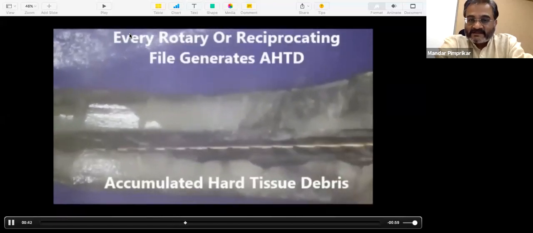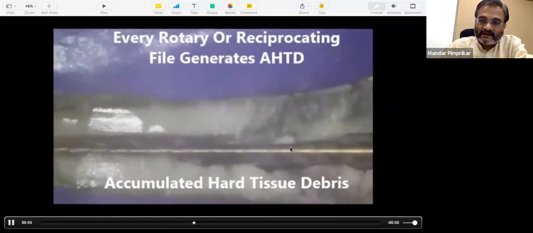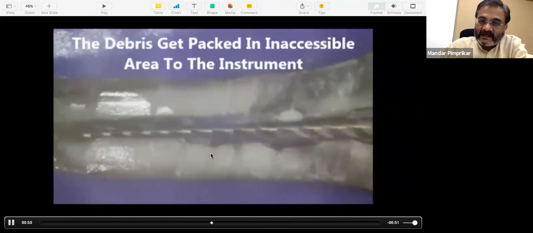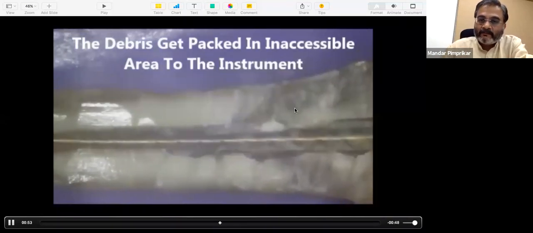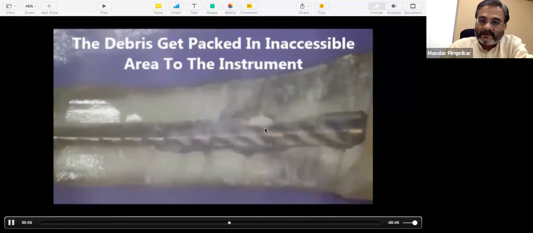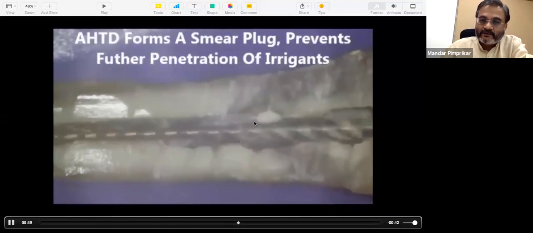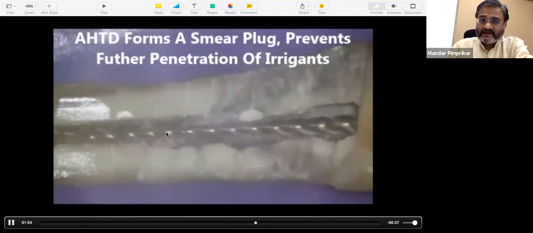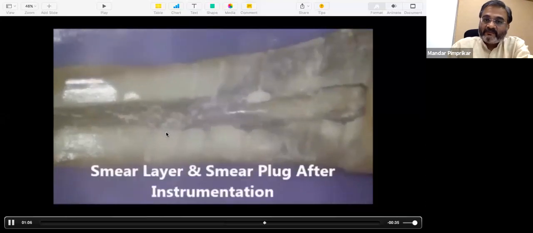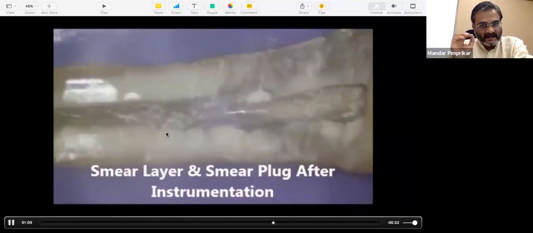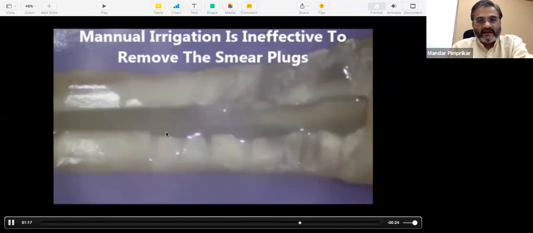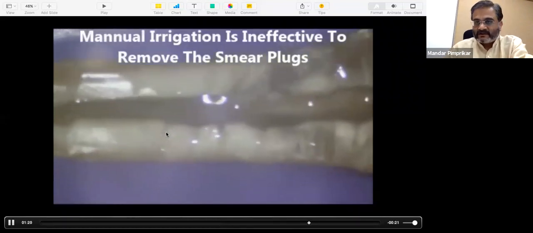Now, if you look at this file rotating in the canal, can you see a smear plug getting built up here? So with every rasping action of the file, you're going to build a smear layer or a smear plug which gets packed into the dentinal tubules and the lateral canals. So if you don't have an irrigation protocol in place, you will be packing the debris into the lateral canals and the dentinal tubules. And the further penetration of your antibacterial solutions will be prevented. And you may not have predictable results all the time.